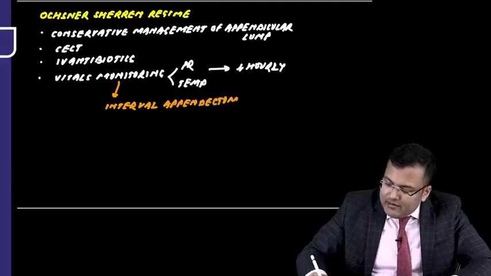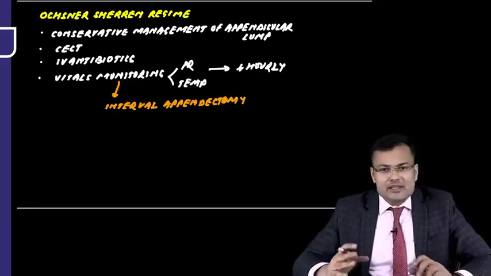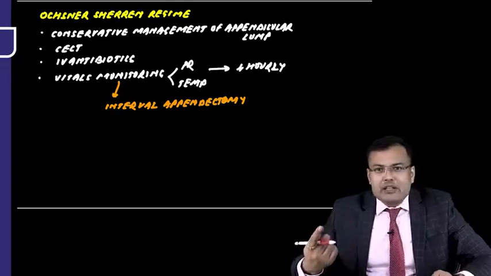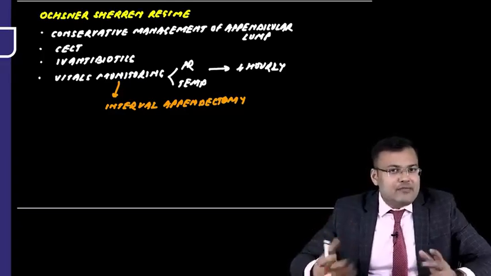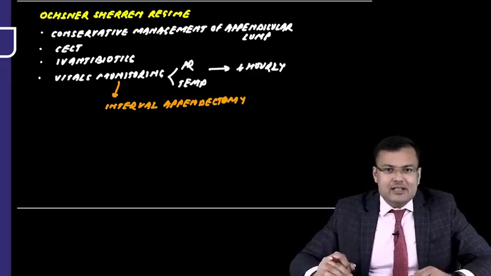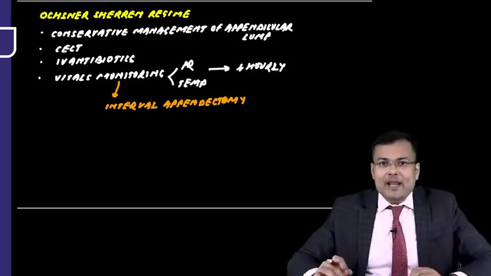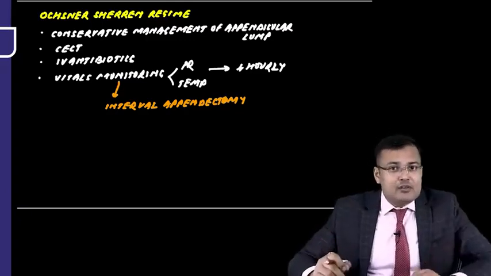Clear? For interval appendectomy, the patient should have recurrent appendicitis. Recurrent appendicitis means after this episode, there should be another episode in which the patient felt the pain. That is recurrent appendicitis. But in certain situations, what happens? The patient is going to deteriorate. Why? Because appendicular perforation is going to occur.